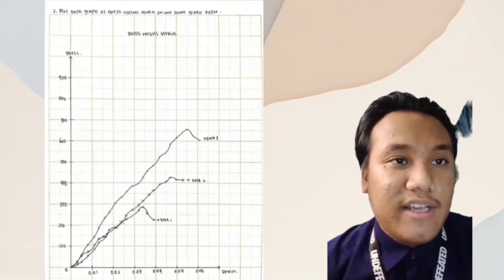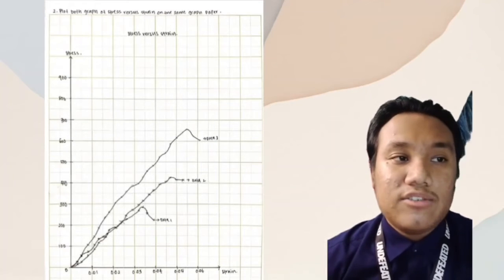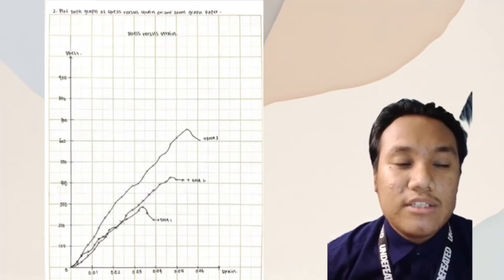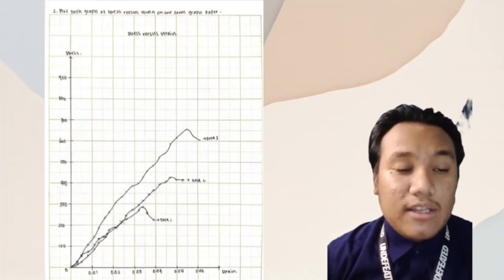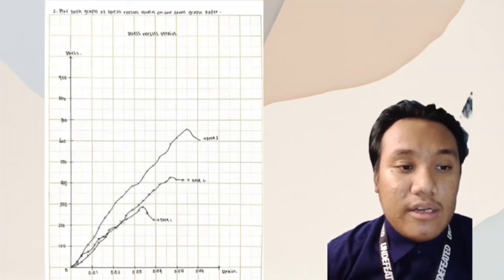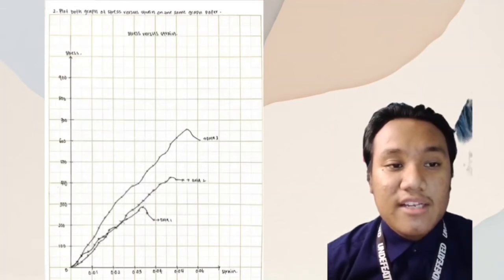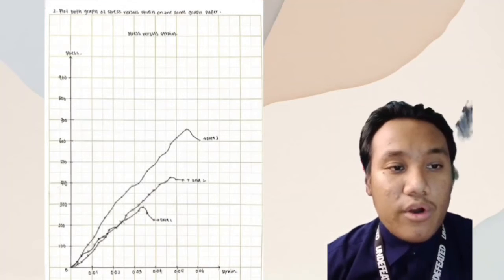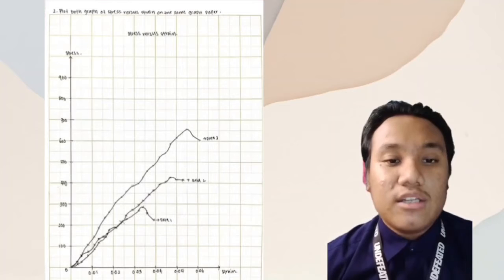So as you can see here, this is our graph, the stress versus strain graph. As you can see here, there are data 1, data 2, data 3. Data 1 is the lowest, data 2 is in the middle, a medium height, and data 3 is the highest point on the graph among data 2 and 1.